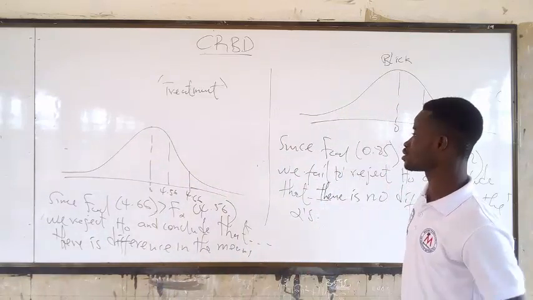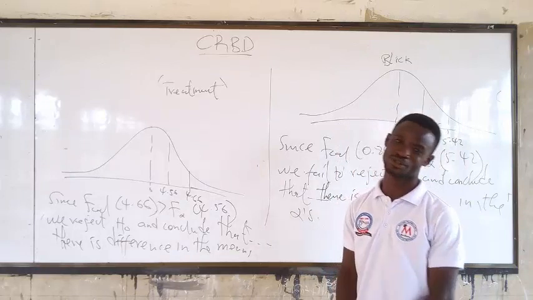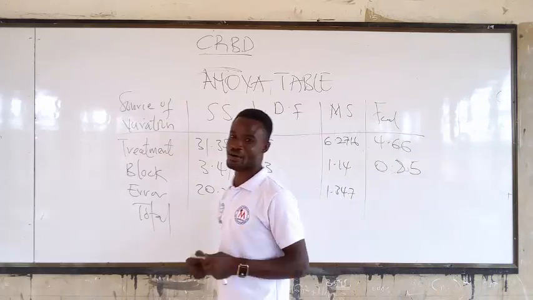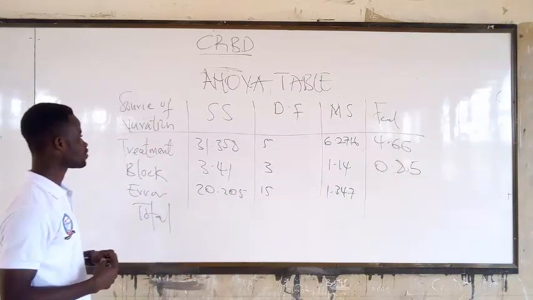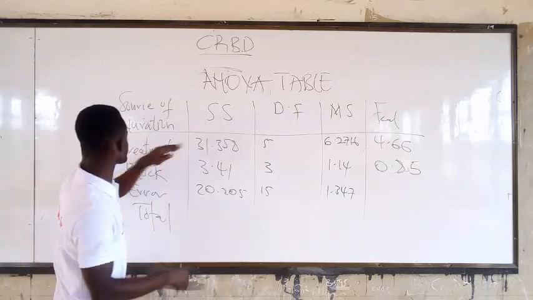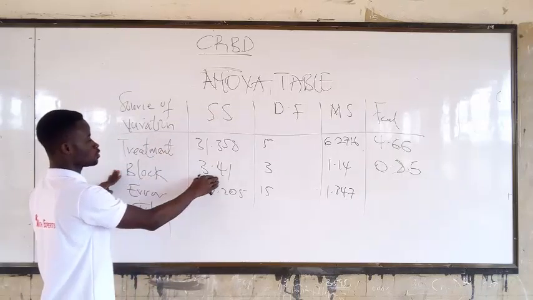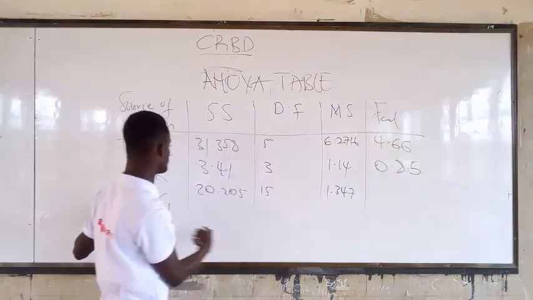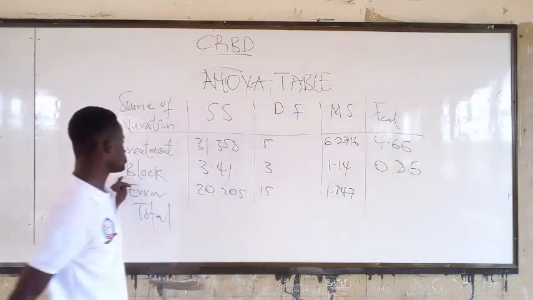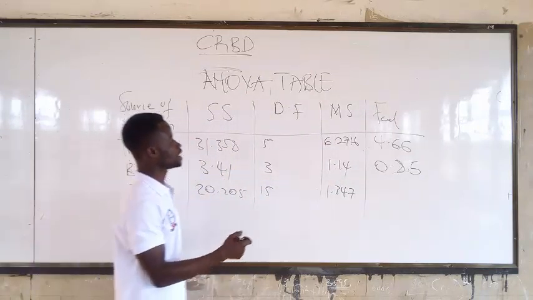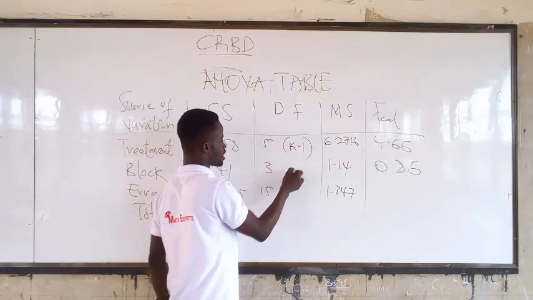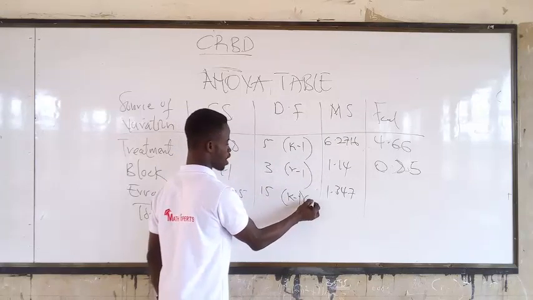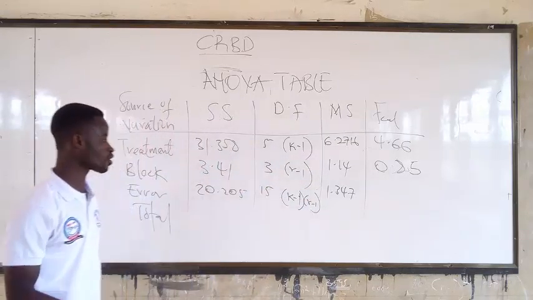Alright, so our last one is going to be the ANOVA table. Alright, so that's going to be our ANOVA table. Beautiful. So yeah, sum of square treatment, put the value there. Sum of square block, put the value there. Sum of square error, like that. Sum of square total, put the value there. That's how it's going to be. The degree of freedom: here is K minus 1, here is R minus 1, and here is K minus 1 times R minus 1. Alright, so that's all you're going to get for that.